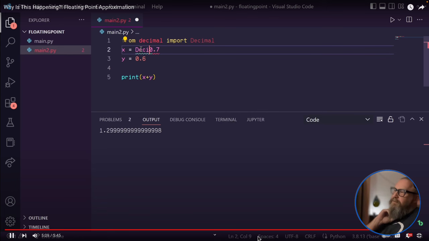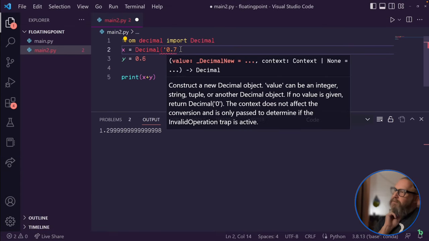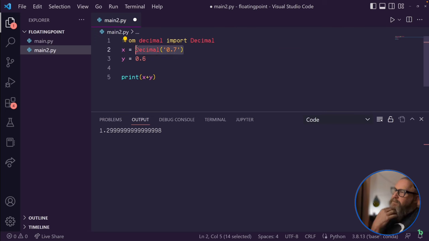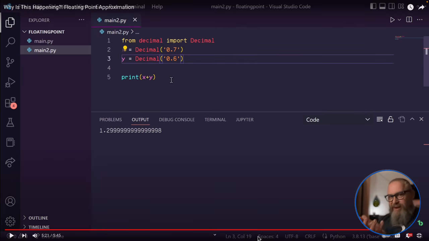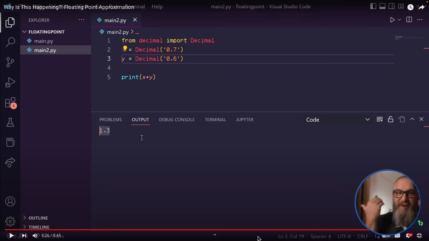Then for our x, let's do decimal, and we will enclose our 0.7 as a string inside of this decimal function. And let's do the same for our 0.6. So it's using a library to implement this functionality that allows you to get over this problem of this weird rounding error. Now we can try to run this again, and there we go. Now we have our 1.3 that we were looking for. And there are similar libraries for all the languages, but the built-in stuff usually works with this IEEE stuff because that's what we're used to, I guess.